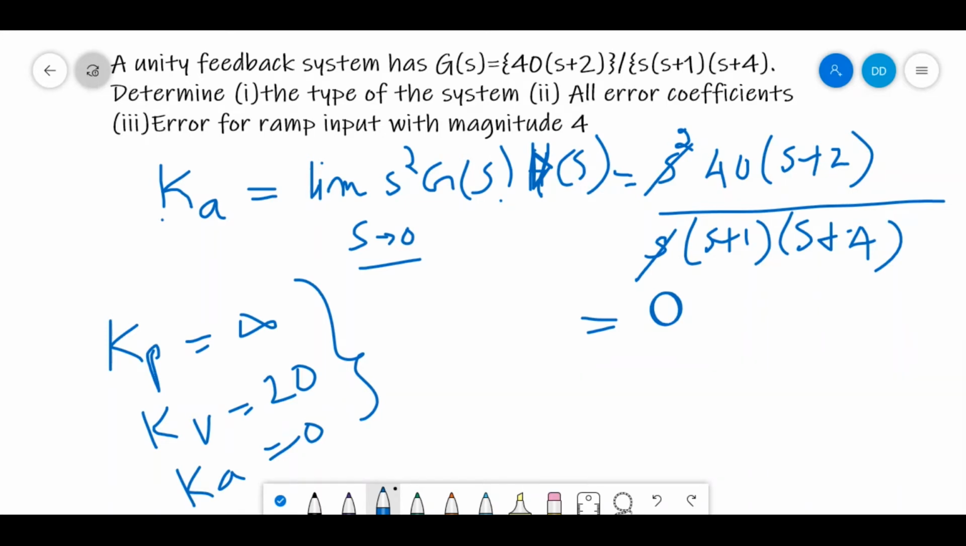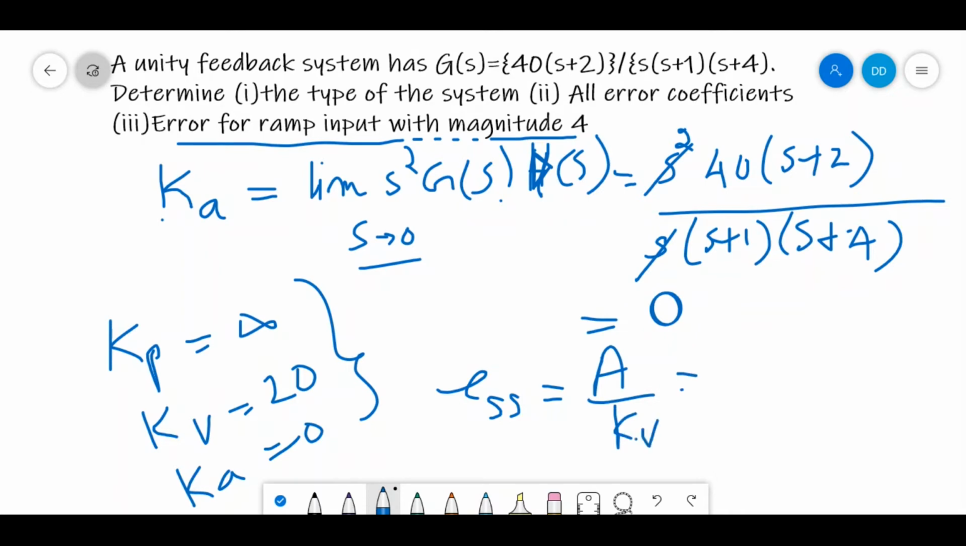Next, it is asked to find the steady state error for ramp input with magnitude 4. We know that the steady state error for a ramp input is given by A by Kv, where A is the magnitude of the input, the ramp input. The given magnitude is 4. So 4 divided by Kv, which we have obtained as 20, gives 0.2. So the steady state error for ramp input with magnitude 4 is 0.2.